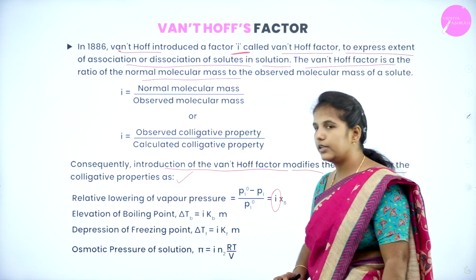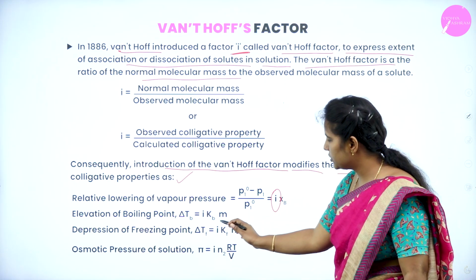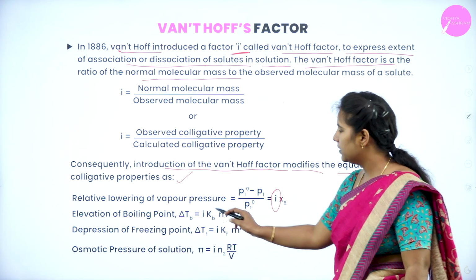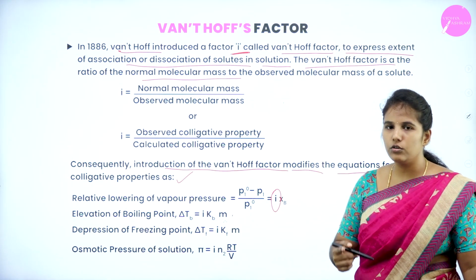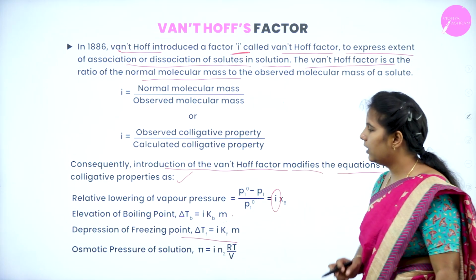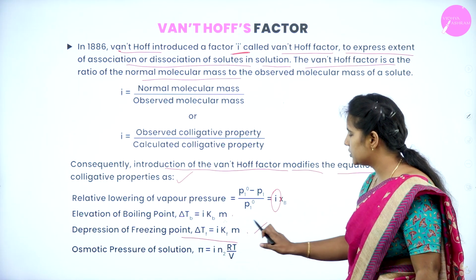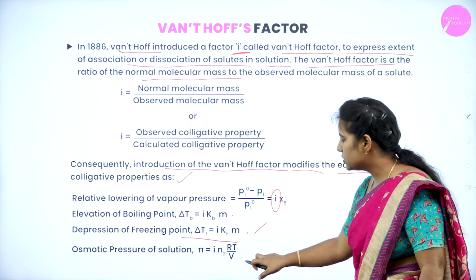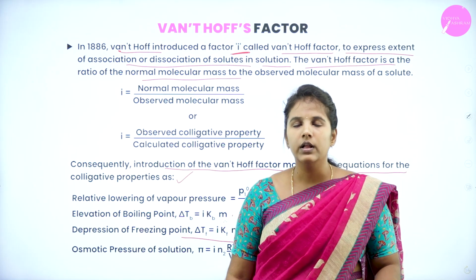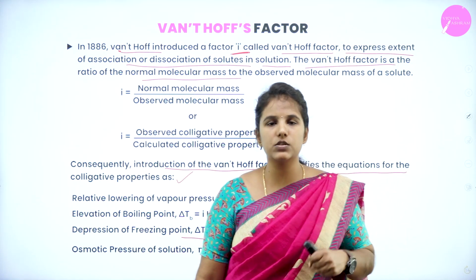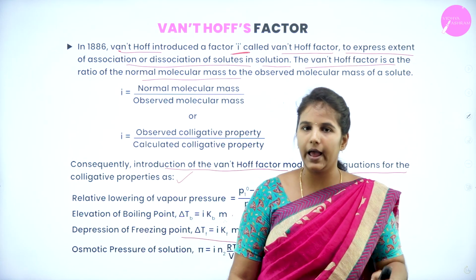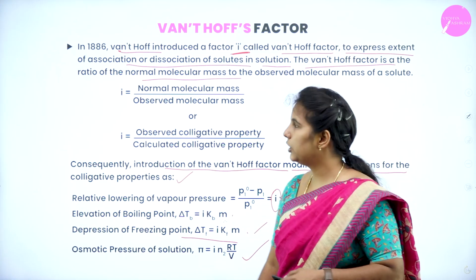Similarly, we can introduce it for the elevation in boiling point also. The final equation, which gives the elevation in boiling point, is multiplied with i in order to account for the association and dissociation of the solute particles. Similarly, in the depression of freezing point also, the entire equation will be multiplied with i, and also in the osmotic pressure. This is how van't Hoff showed the extent of association and dissociation in the solute molecules by introducing the new factor called i. Hope you understood this topic.